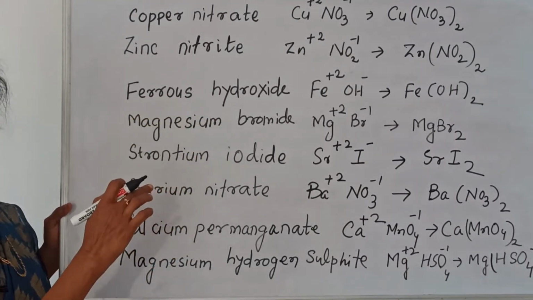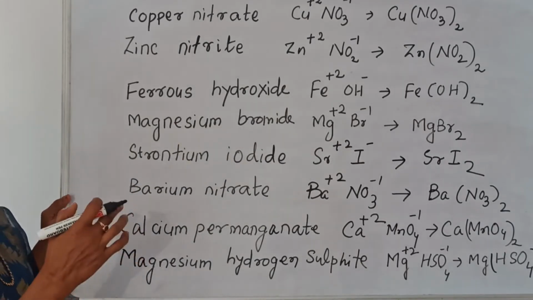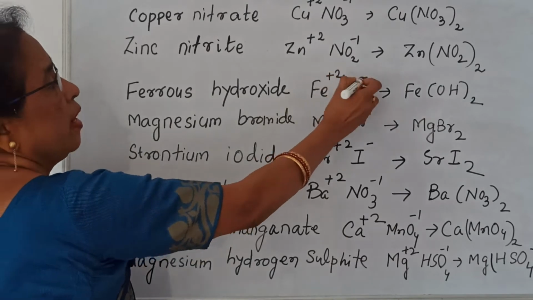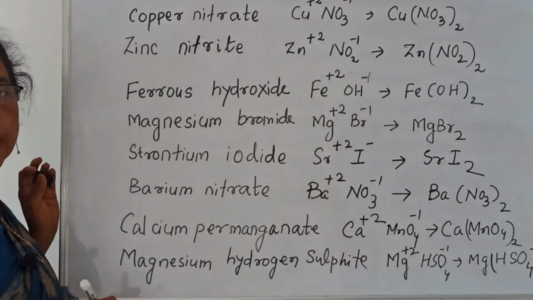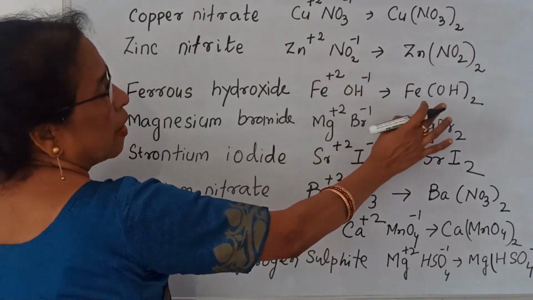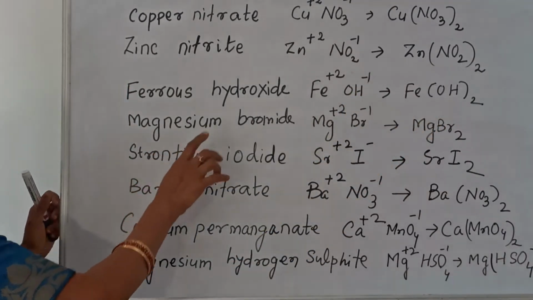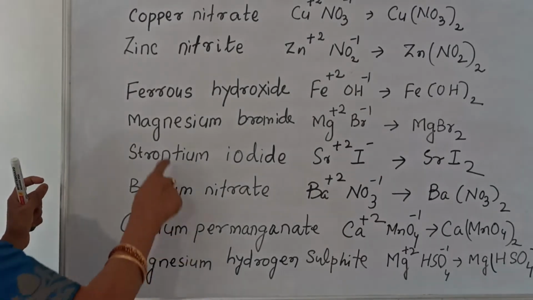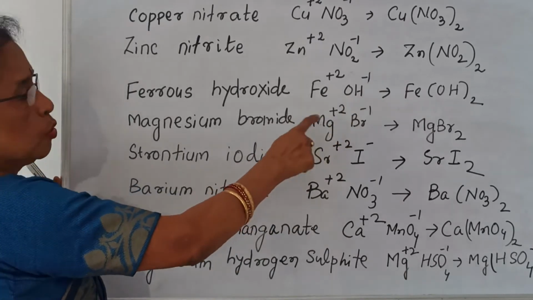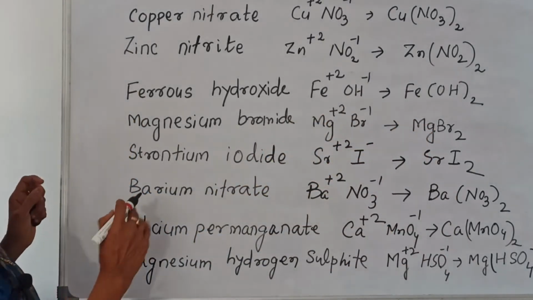Ferrous hydroxide. Ferrous is plus 2, ferric is plus 3, and in ferrous hydroxide, Fe is plus 2 and OH is minus 1. So it should be Fe(OH)2. Then come to magnesium bromide. Magnesium is plus 2, bromide you know is Br minus. So the 2 comes to here, that is MgBr2, magnesium bromide.